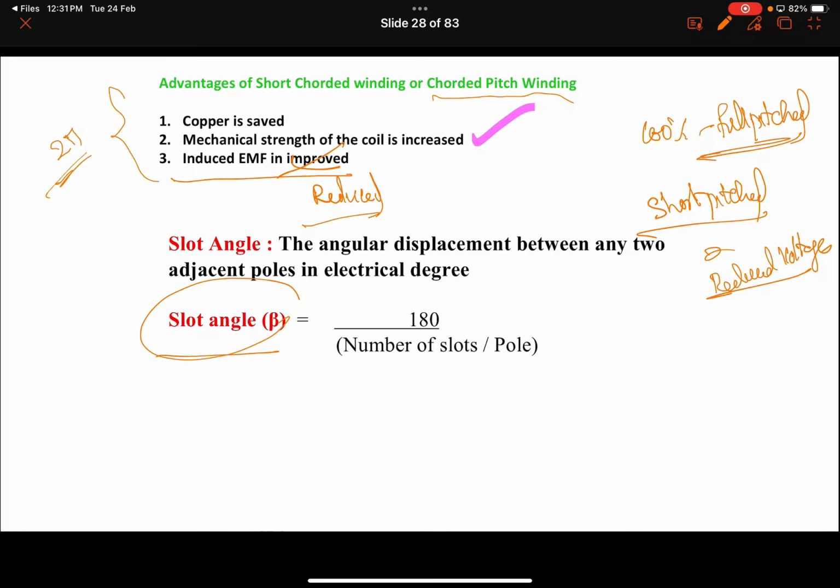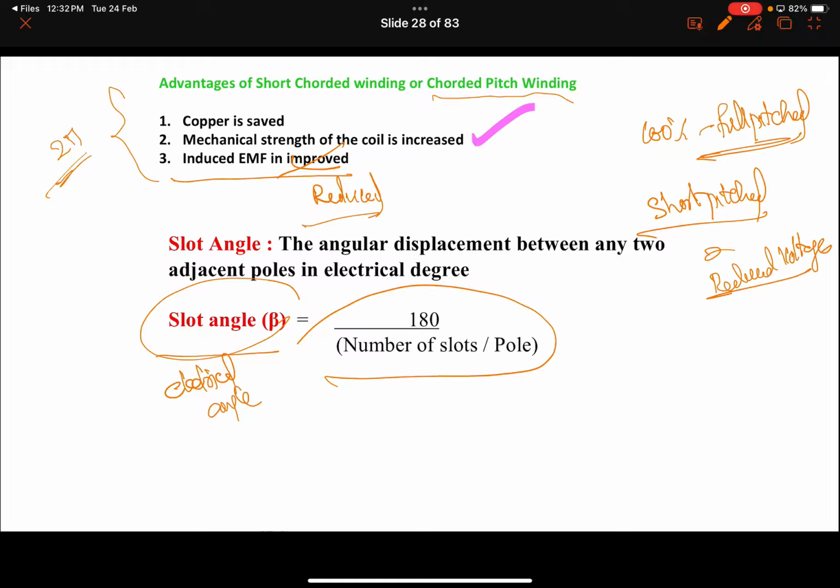Okay, we just now discussed these basic terms. What is slot angle? Slot angle equals 180 by S by P. How much slot area is covered by the slot in terms of electrical angle? All these are in terms of electrical angle only. Try to understand here. You have to use theta electrical equals P by 2 into theta mechanical first. Then you have to go through all the remaining things here.